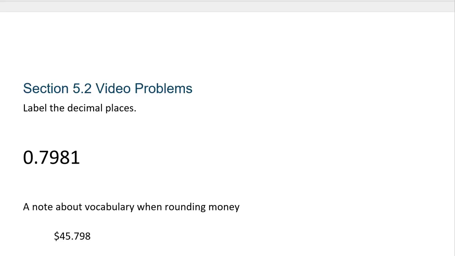We use rounding in order to estimate answers. Also, money is always rounded to the 100th place. I just want to mention that because the first introduction is to identify the places to the right of the decimal, the names of them. And then we're going to start rounding to an indicated place. So understanding that money is always rounded to the 100th is going to be very important. So I'm just going to add that as a note here.